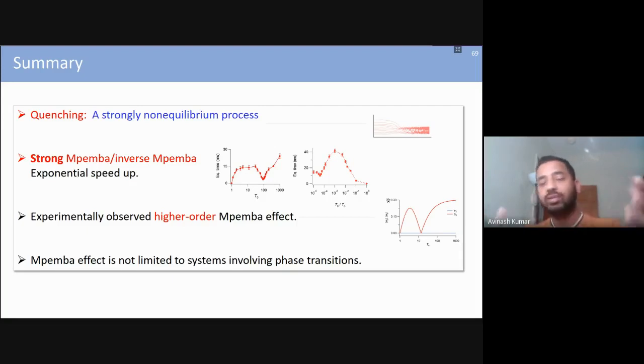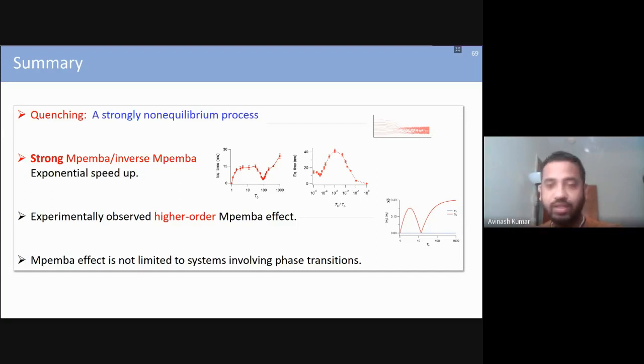So if you think of these processes through the lens of Newton's law of cooling, then I guess you are doing the wrong thing. You are having the wrong guy to catch the wrong thing. And the second thing is that we observed experimentally the Mpemba and the inverse Mpemba case, and we also found the strong versions of both the cases.